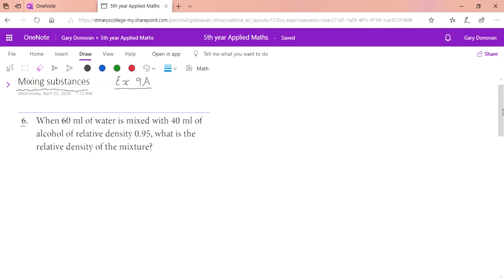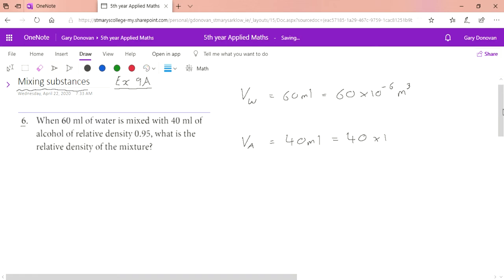We have 60 milliliters of water. Well, that's the volume of water. So what I like to do is I write down the information first. So V water is 60 milliliters. Now obviously we need to change that into our SI units. So that's 60 times 10 to the power minus 6 meters cubed, is mixed with 40 milliliters of alcohol. In the same way, that's going to be 40 times 10 to the minus 6 meters cubed.